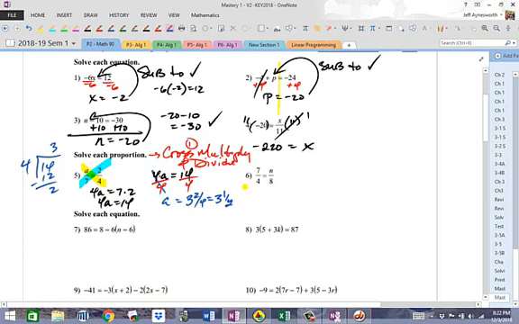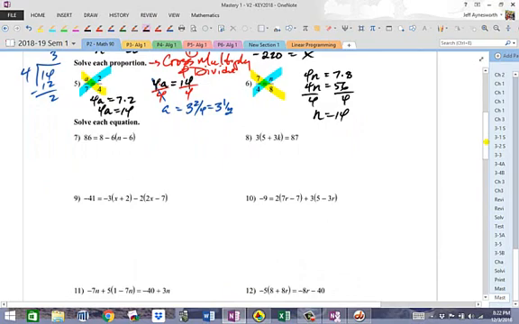Same thing on the next one here. You want to cross multiply and see what's going on. It doesn't matter which one you start with either. So 4 times n is equal to 7 times 8. So 4n equals 56. Divide by 4, and you get, oh my gosh, 14. So n is equal to 14.